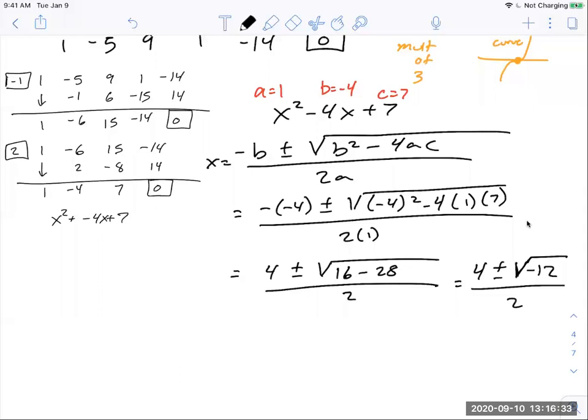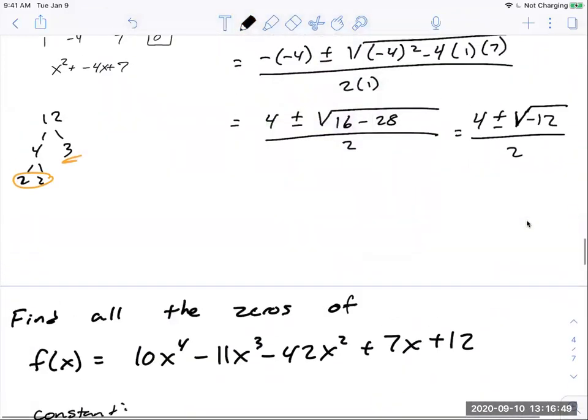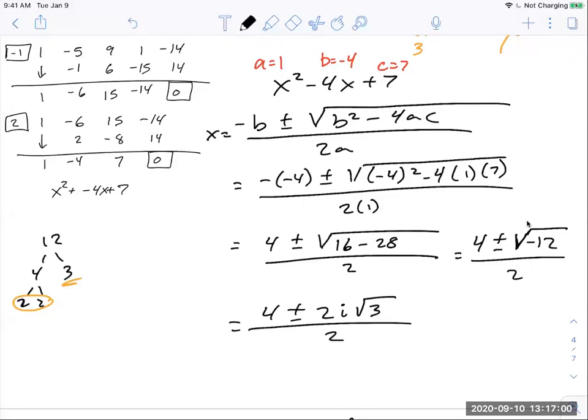Now we need to simplify the 12. 12 is 4 and 3, which is 2 and 2. Pairs go on the outside. Singles go back on the inside. Two i radical 3 over 2. The i comes from the negative inside the square root.